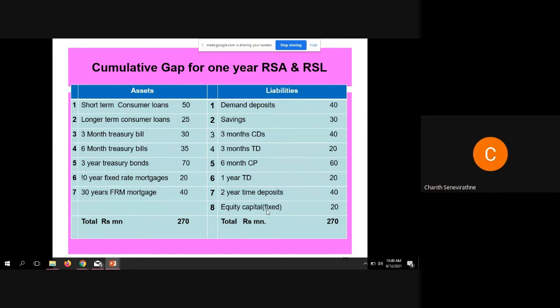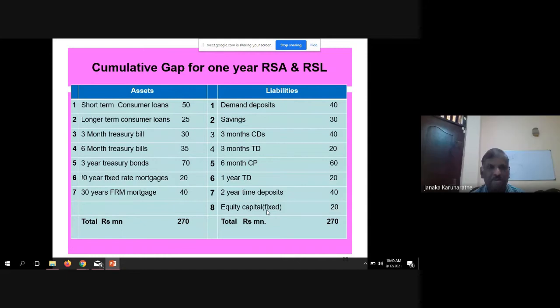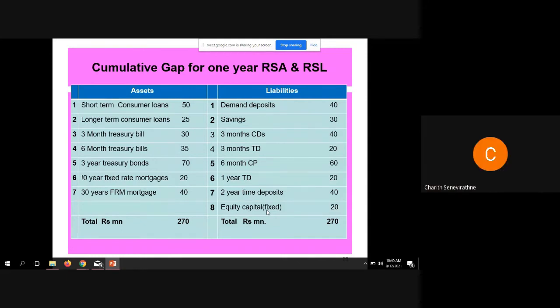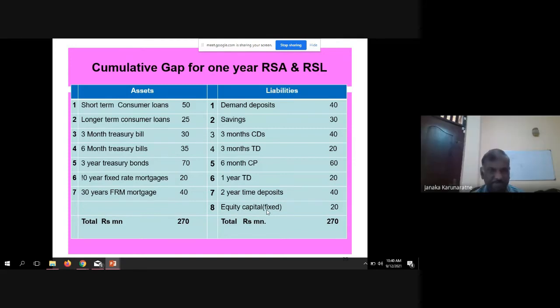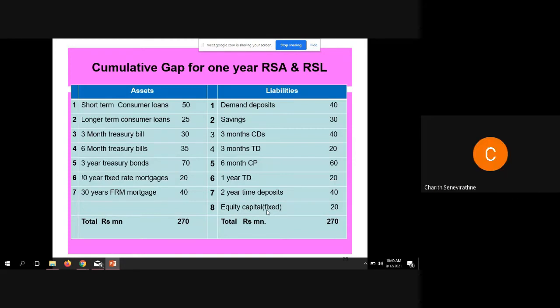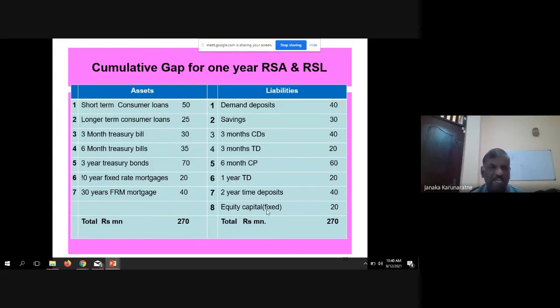Is it 155 million? Yeah, how did you get, if you could explain, please? Short-term consumer loans 50 million. And 3 months treasury bill 30 million, 6 months treasury bills 35 million, and 30 years floating rate mortgage. Okay. So everybody agree with that? Now, what do you mean by RSA? The assets which are subject to repricing during a 1-year period.